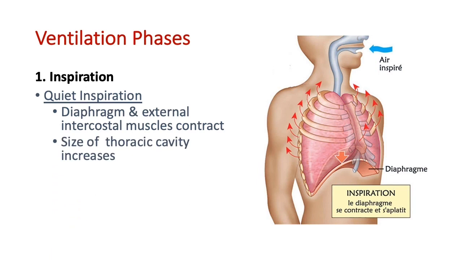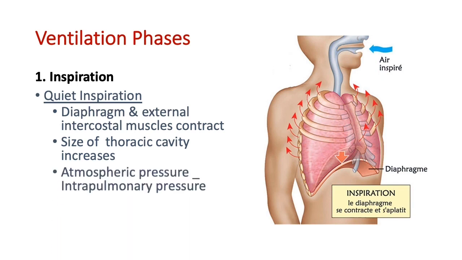As soon as you increase the volume of the thoracic cavity, the intrapulmonary pressure will decrease. Thus, atmospheric pressure will become greater than the intrapulmonary pressure, the pressure within the alveoli. So when does air flow or gas flow stop? Remember, when equilibrium is reached, when atmospheric pressure and intrapulmonary pressure are the same, when both of them are 760 millimeters of mercury at sea level.